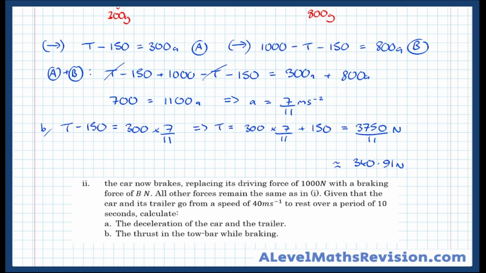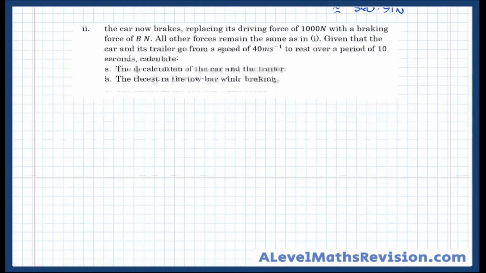So adding an extra dimension to this question now, the car now brakes, replacing its driving force of 1000 newtons with a braking force of B newtons. All other forces remain the same as in part 1. Given that the car and its trailer go from a speed of 40 metres per second to rest over a period of 10 seconds, calculate the deceleration of the car and the trailer and the thrust in the tow bar while braking. So we'll look at this new word thrust in just a second, but before we do that, let's draw a diagram of the situation.